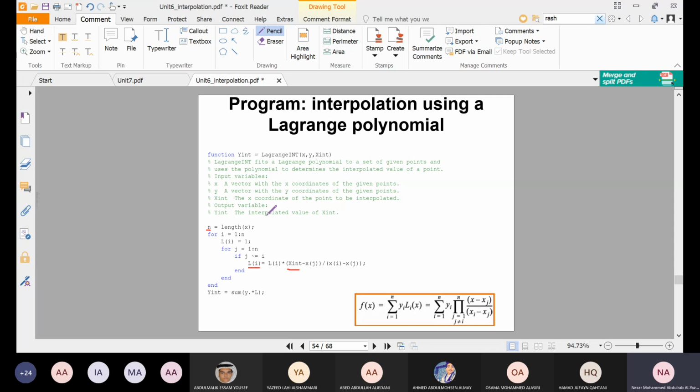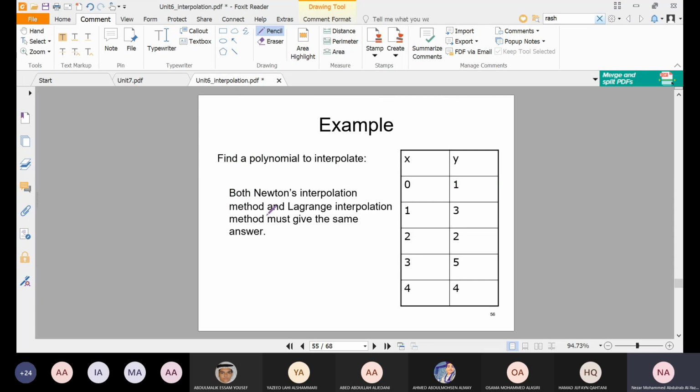Okay, so this is another example for finding the interpolation polynomial by using both Newton's divided difference and the Lagrange interpolation polynomial. These methods must give the same answer. Both must give the same answer if you use the same data and the same order of the polynomial.